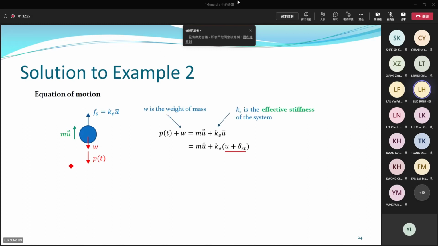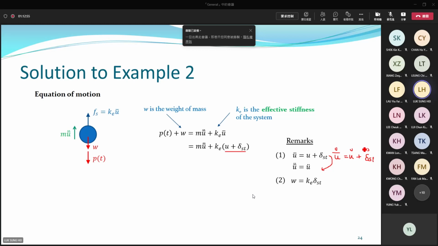We can simplify this equation a little bit. Let me have a look at the remarks on the right-hand side of this page. U bar equal to U plus delta ST. If we differentiate this equation with respect to time, U bar dot equal to U dot plus delta ST dot.